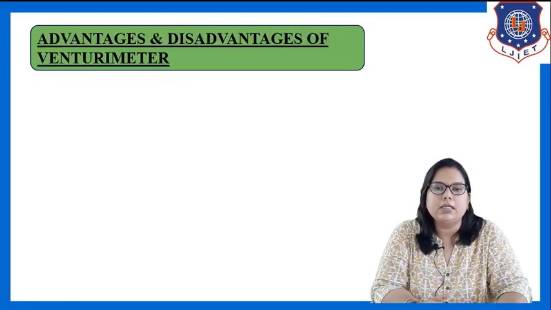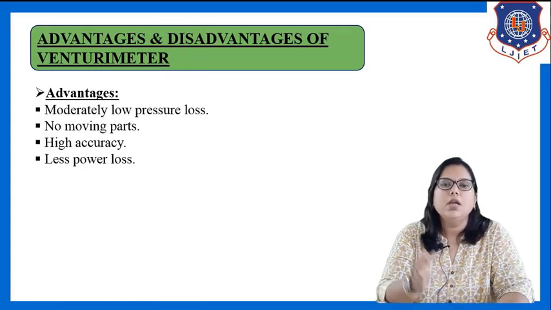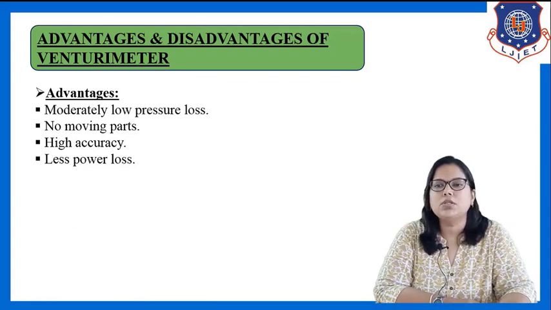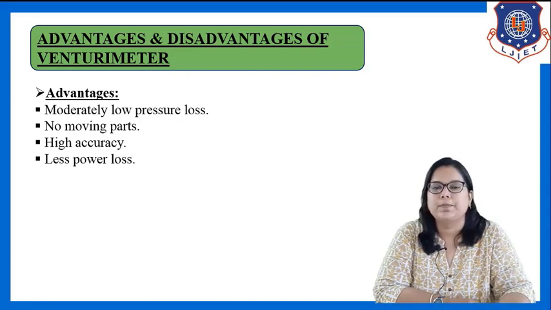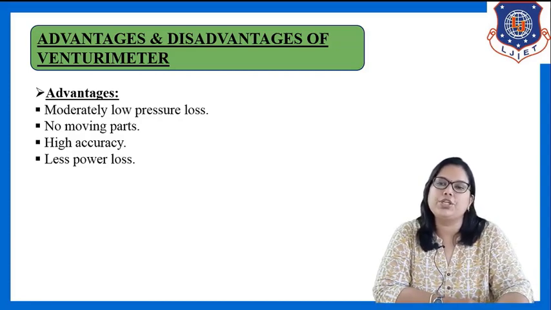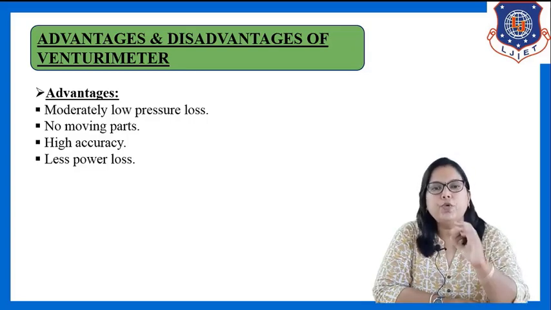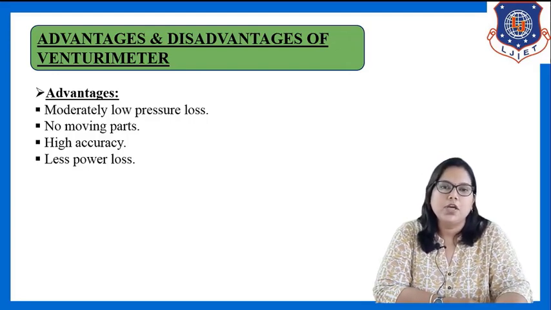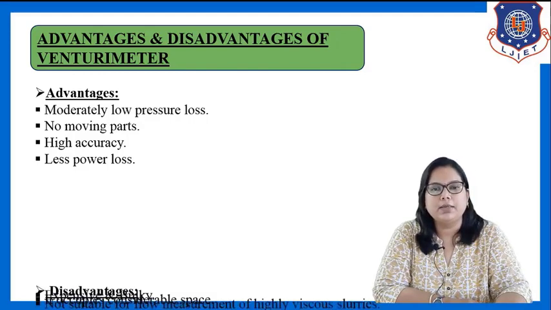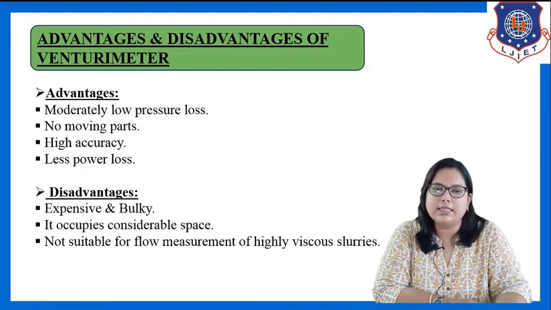Now let us discuss the advantages and disadvantages of Venturimeter. The advantages of Venturimeter include that it creates moderately low pressure loss. In Venturimeter there is low pressure loss, and there are no moving parts. It provides high accuracy and less power loss. So these are the advantages of Venturimeter. Let us see the disadvantages, which include that Venturimeter is expensive and bulky.